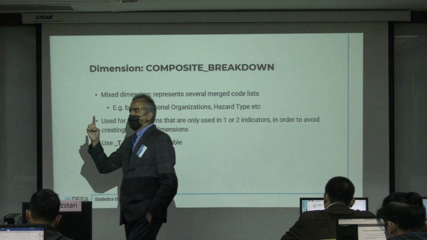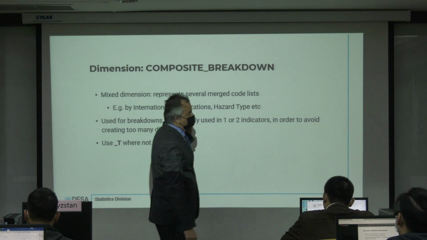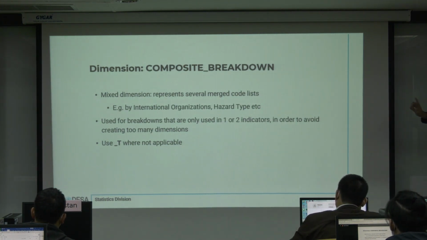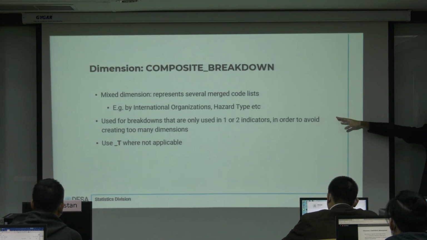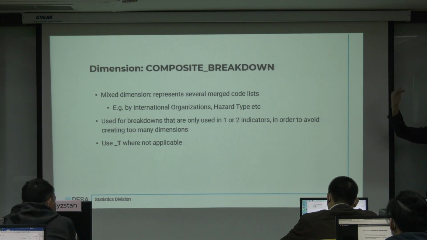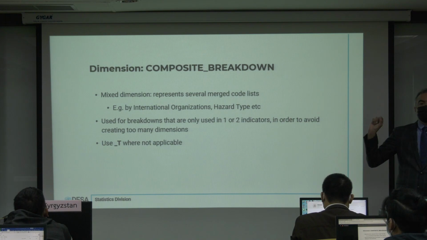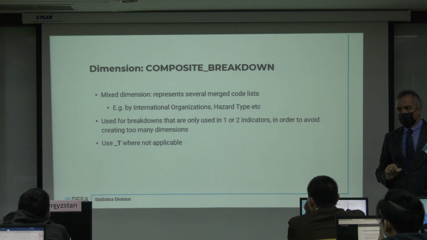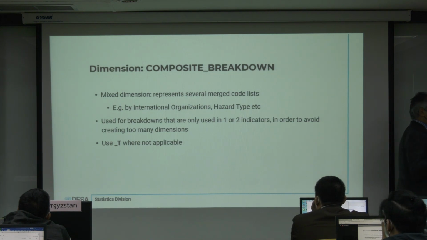which is basically a single code list that is used for many concepts. So if you look into the composite breakdown code list, you will see breakdowns by international organization, hazard type, migratory status, various international protocols and agreements, and so on and so forth. Each one of them is only used in very few series of indicators. So this is how we manage complexity of the SDG data set.